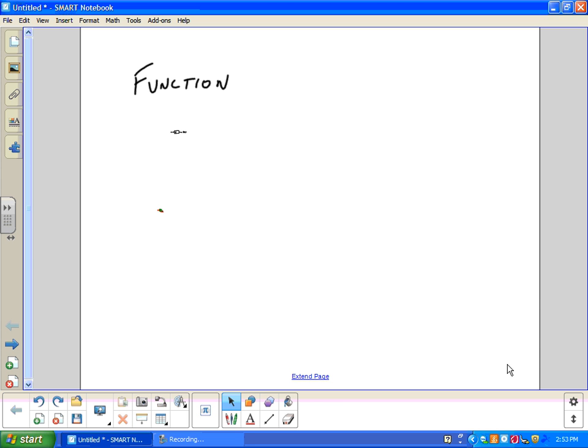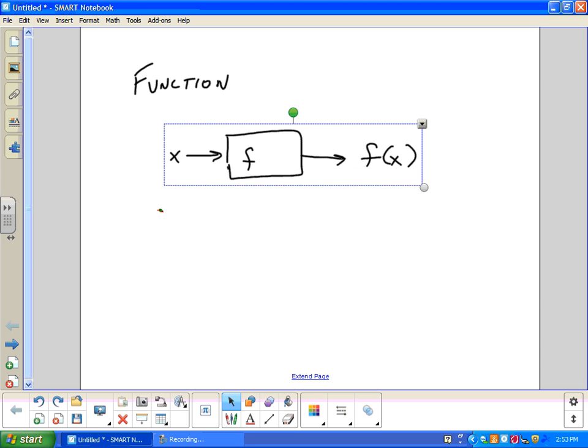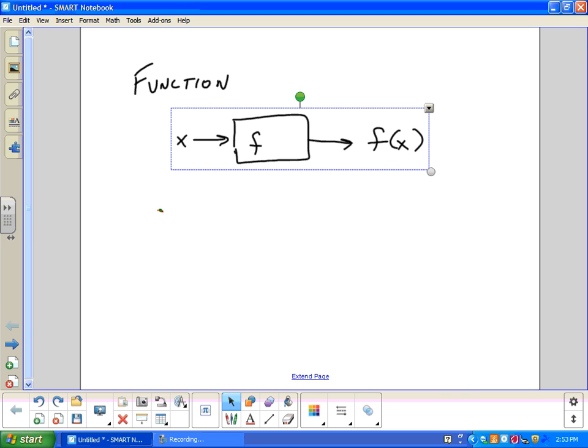A function is simply a machine, is how I think about it. All right? And we know that we have an input, and it goes in the machine, and we have an output. We always call the input the domain, and we call the output the range.